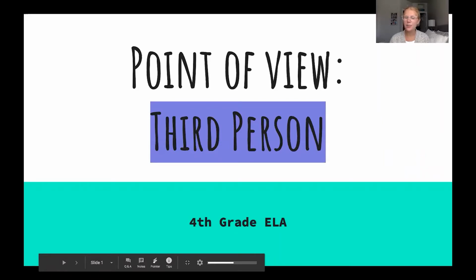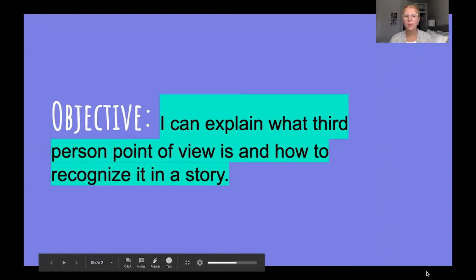Today's topic is point of view, third person, for fourth grade ELA. Let's begin by going over today's objective, which is I can explain what third person point of view is and how to recognize it in a story. So take a moment to read today's objective out loud or in your head and really focus on what we will be learning today in our lesson. Again, we'll be focusing on third person.